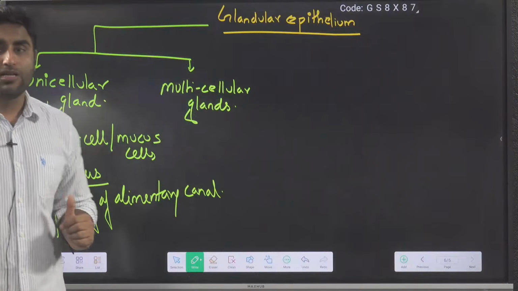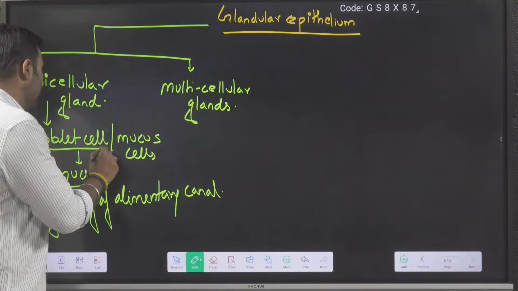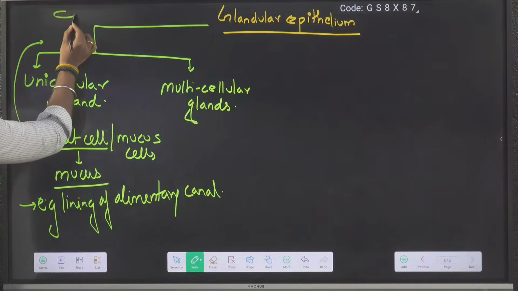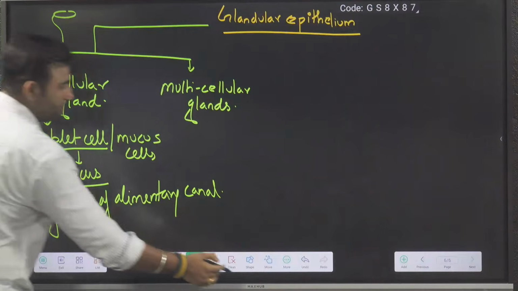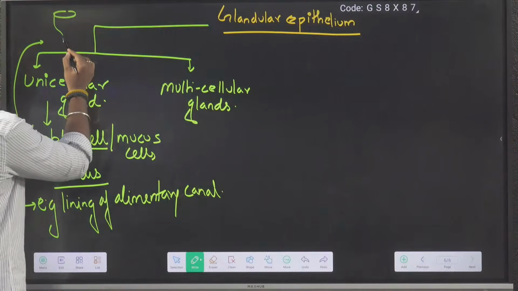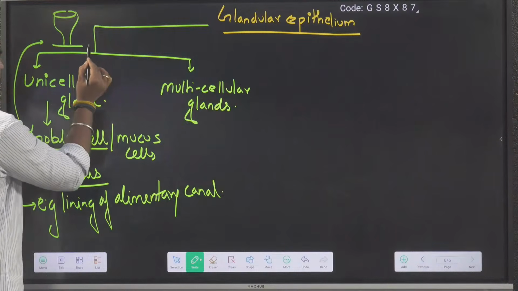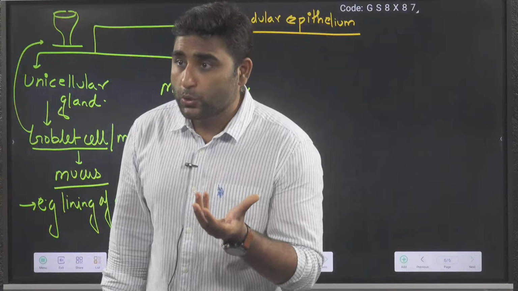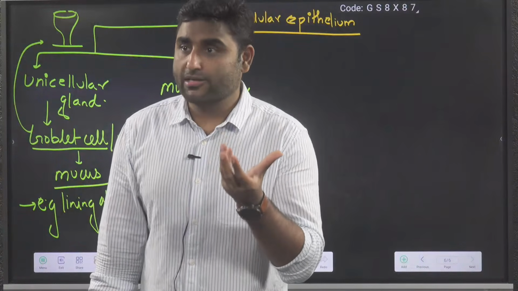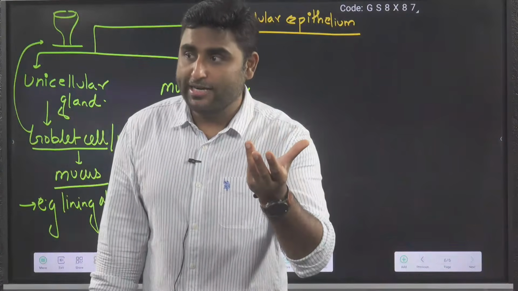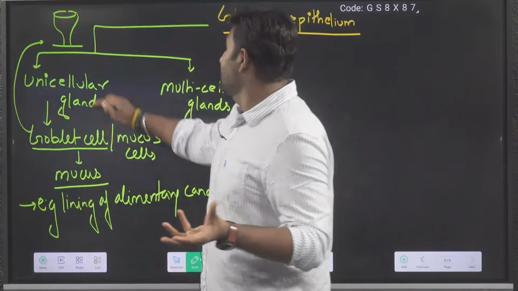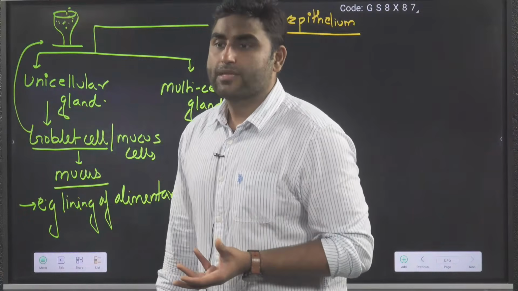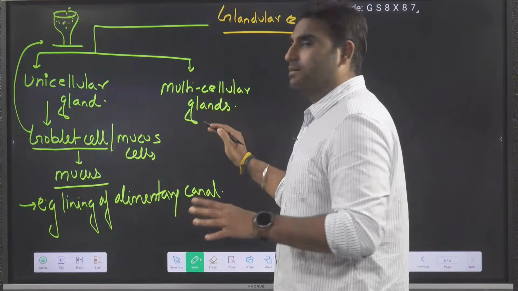Are we clear? What is the meaning of goblet? Can anyone tell me? Goblet means wine-like glass. Yes or no, boys and girls? Goblet means like this, a wine-like glass. So that is your goblet structure. A columnar cell is modified into a goblet which secretes mucus. The secretion is coming out from here. So this will be the goblet cell.